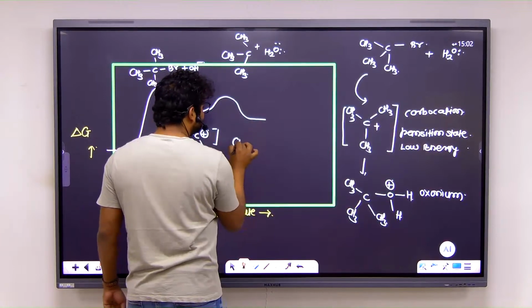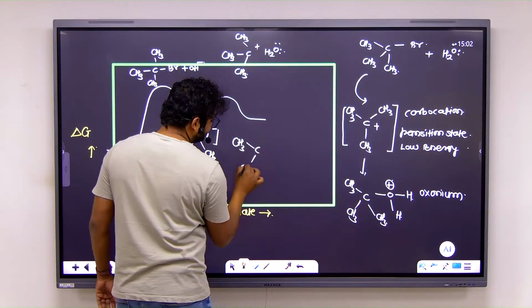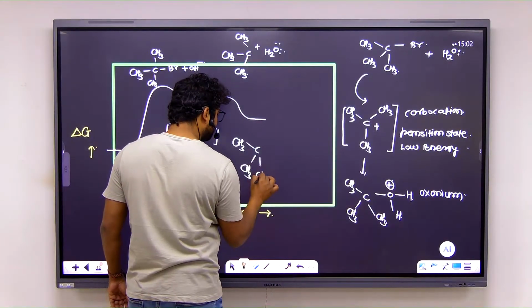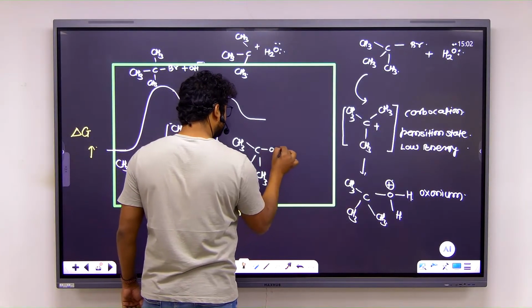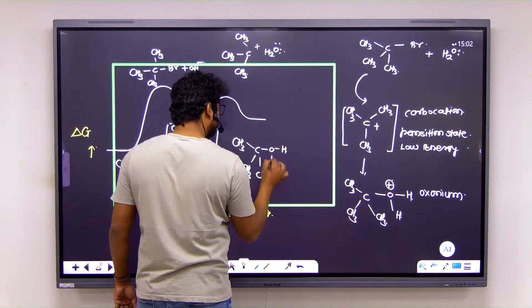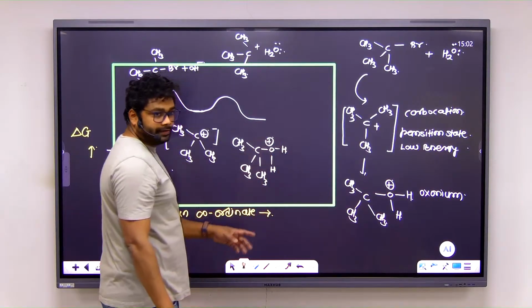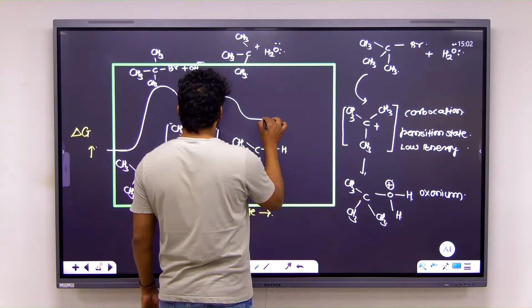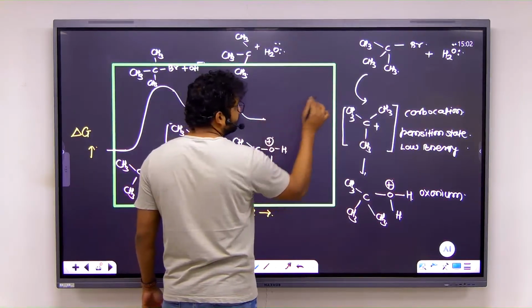And it forms now the oxonium, with the lower energy. Now it decides to lose again 1, 2 and 1.